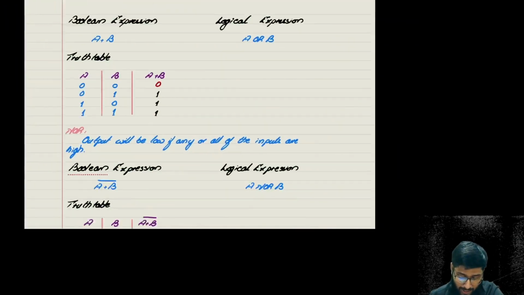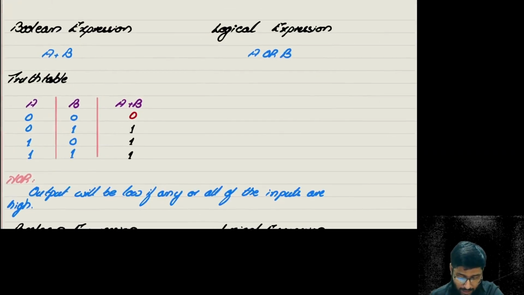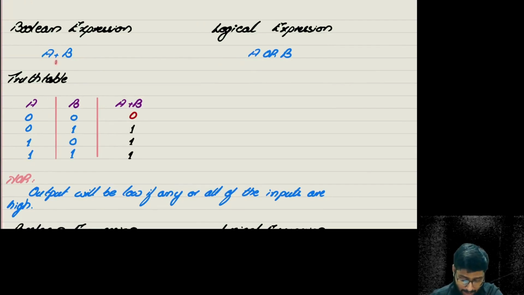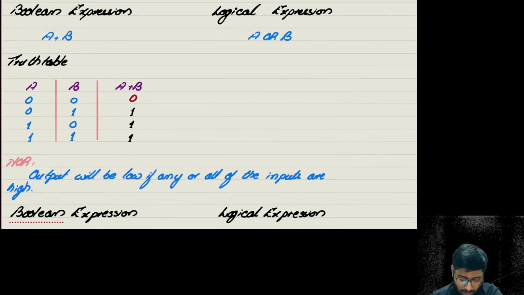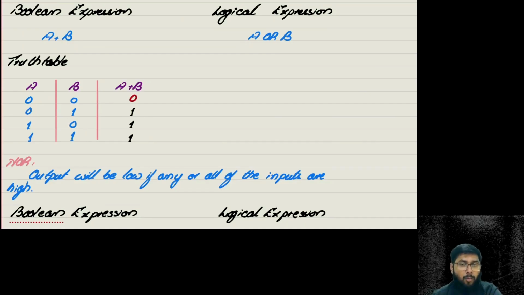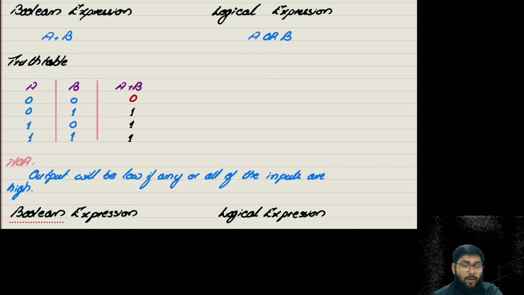If you can see right over here with the Boolean expression, it says A, and this is the symbol that represents the OR gate, A or B. For the logical expression, we are writing the name of the gate. For the truth table, 0 0 you will be getting a 0 as an answer, 0 1 you will be getting 1 as an answer, 1 0 again you will be getting 1 as an answer, and for 1 1 you will be getting 1 as an answer, because either of them was 1 or both of them were 1. That is the reason we are getting 1 as an answer.